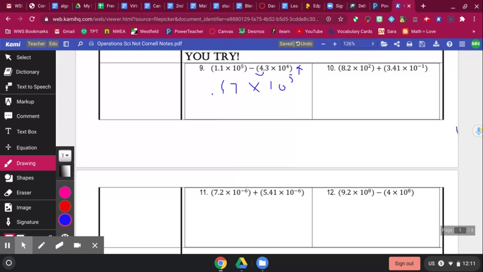Well, this number, 0.67, is not between 1 and 10. So we need to move that decimal one space to the right this time to make it 6.7 times 10. Now, because we moved our decimal one space to the right, according to LARS, that means we have to subtract from our exponent. So this becomes an exponent of 4.